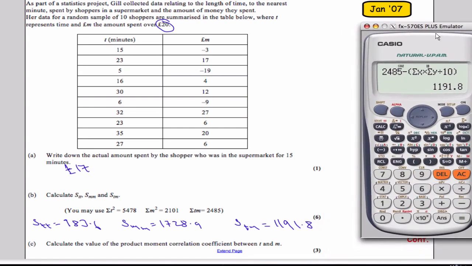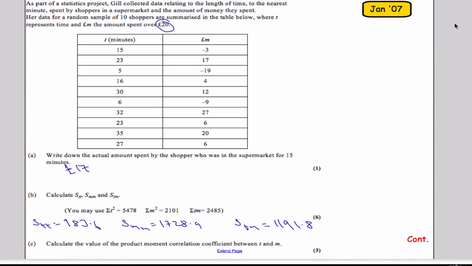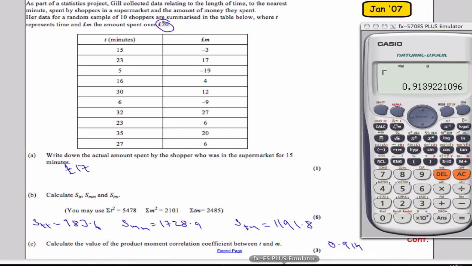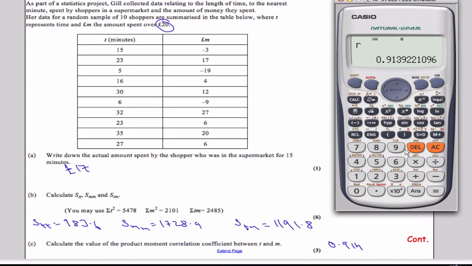We could use the traditional method. I'm just going to use the calculator to do it. So go into regression, choose option 3, which is the value of R, and that gives me 0.914. Let's just cross-check it. Let's check and see if it is correct.